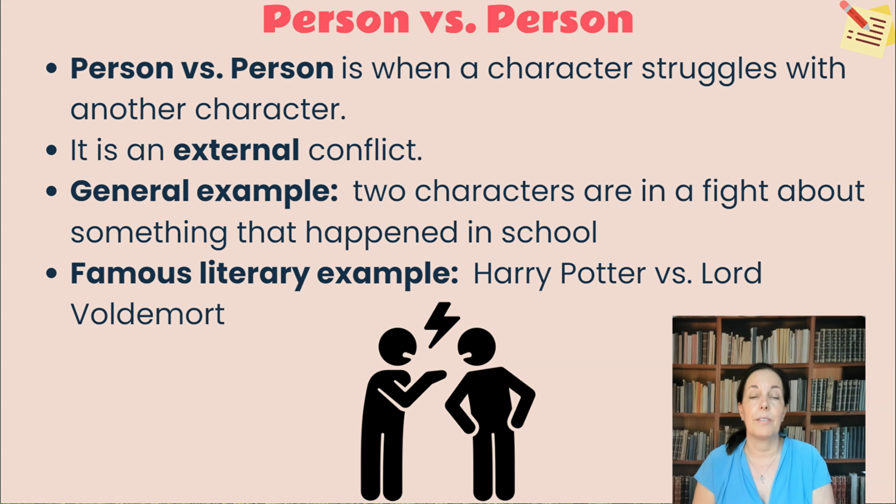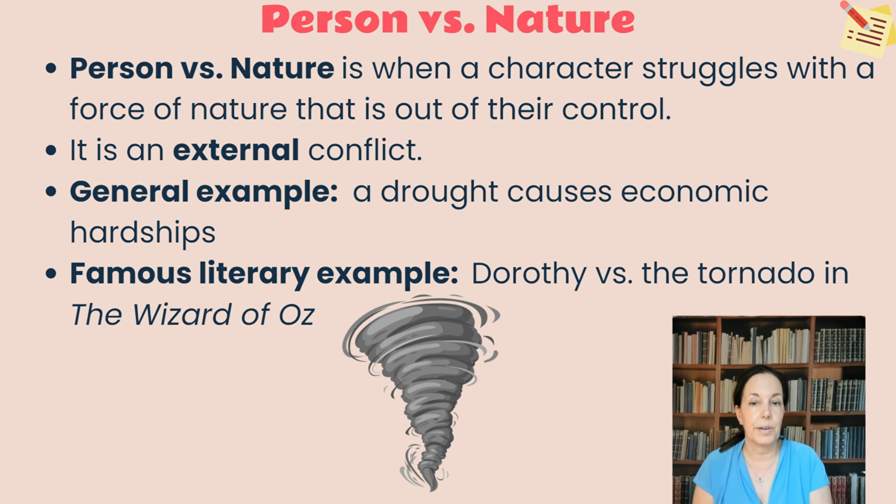Let's move on to person versus person. This is when a character struggles with another character. It is an external conflict. A general example, two characters are in a fight about something that happened in school. A famous literary example is Harry Potter versus Lord Voldemort. Person versus nature. This is when a character struggles with a force of nature that is out of their control.